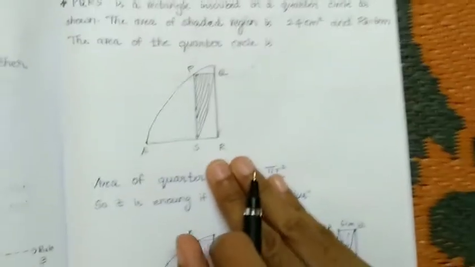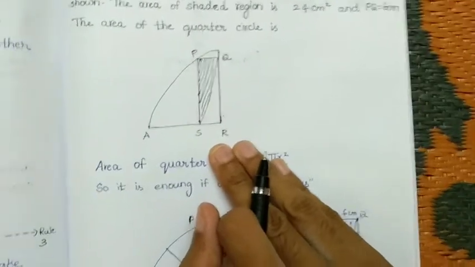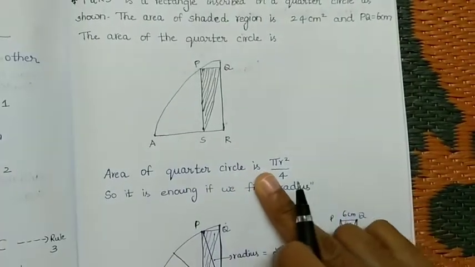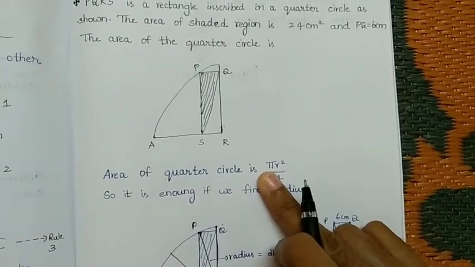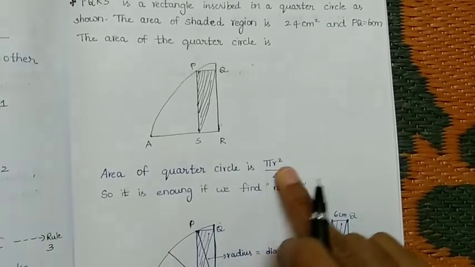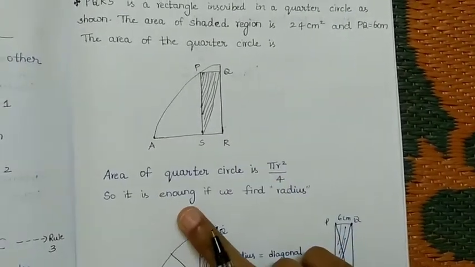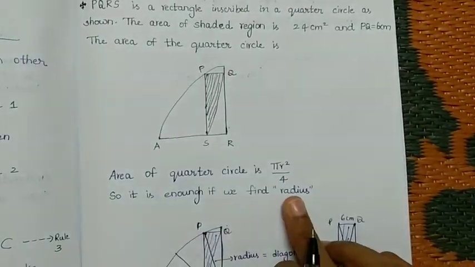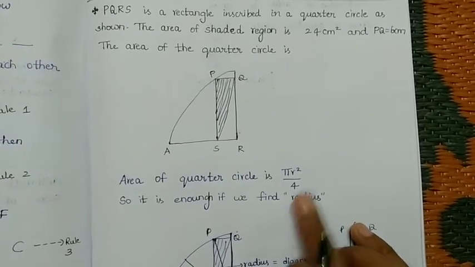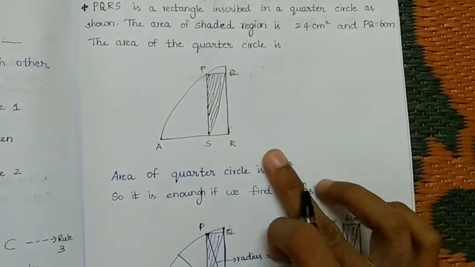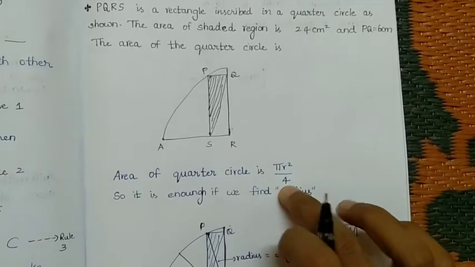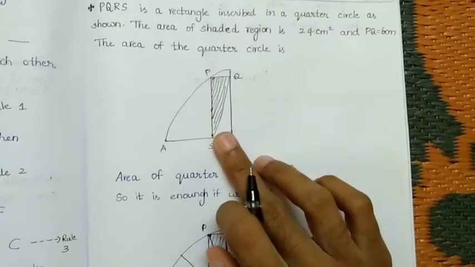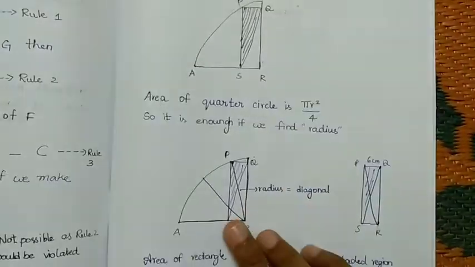As we already know, the area of a circle is nothing but pi r square. But the area of a quarter circle is 1/4 of that. Quarter means 1/4, so 1/4 of pi r square, that is pi r square divided by 4. So it is enough if we find the radius. This is the formula for the area of a quarter circle. In the formula, pi and 4 are constants, so only the radius decides the area of the quarter circle. So now we need to find the radius from this diagram.